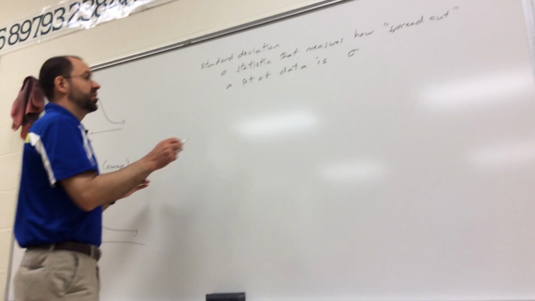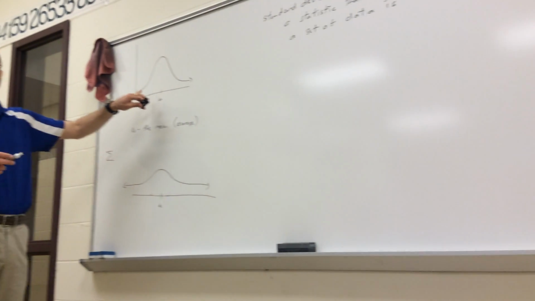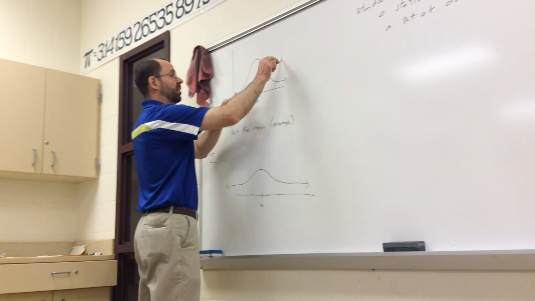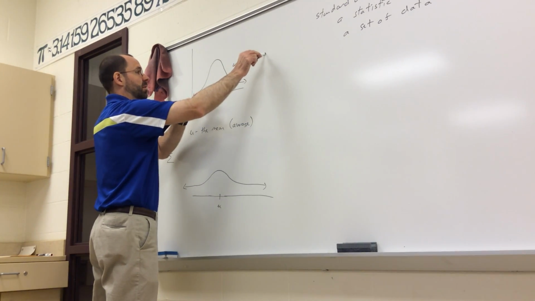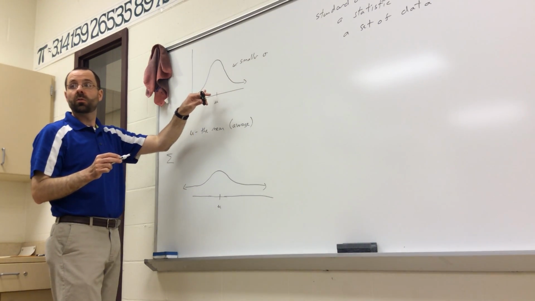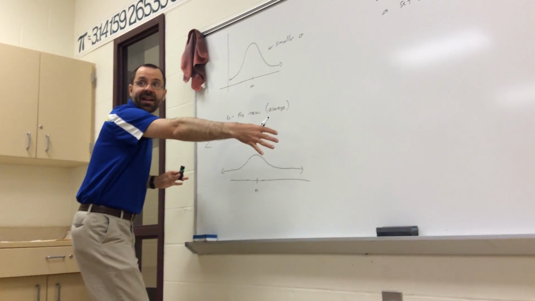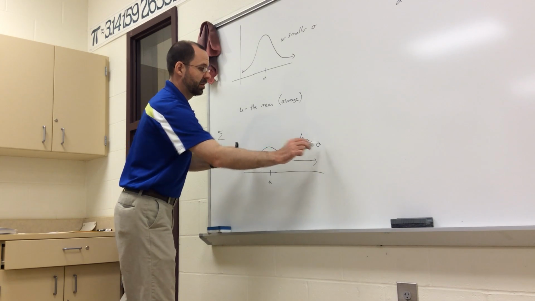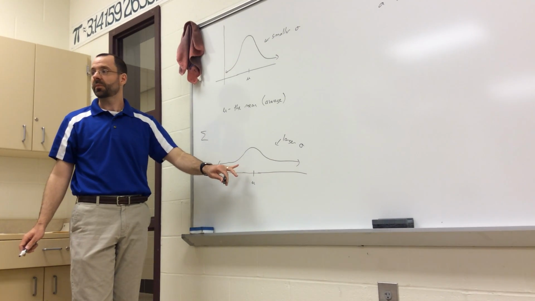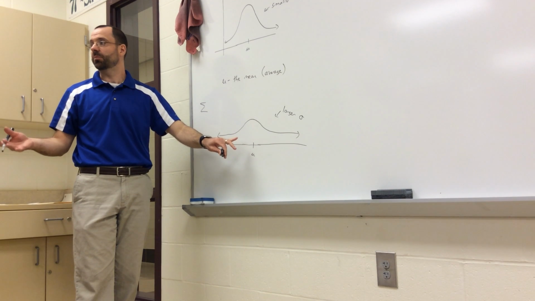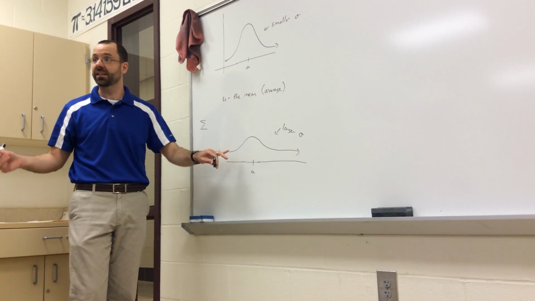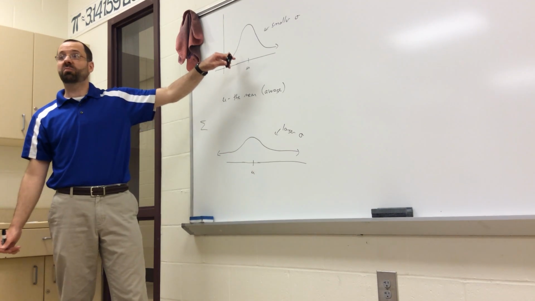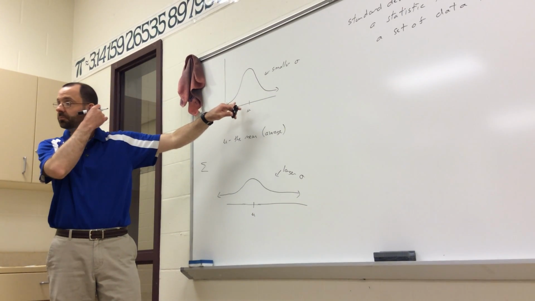Okay? All right, so here, the data is less spread out. So this will be a smaller sigma. Whereas here, it's more spread out. So this will be a larger sigma. Standard deviation, or sigma, measures how spread out the data is. So if it's more spread out, it'll be a larger sigma. If it's less spread out, it'll be a smaller sigma.